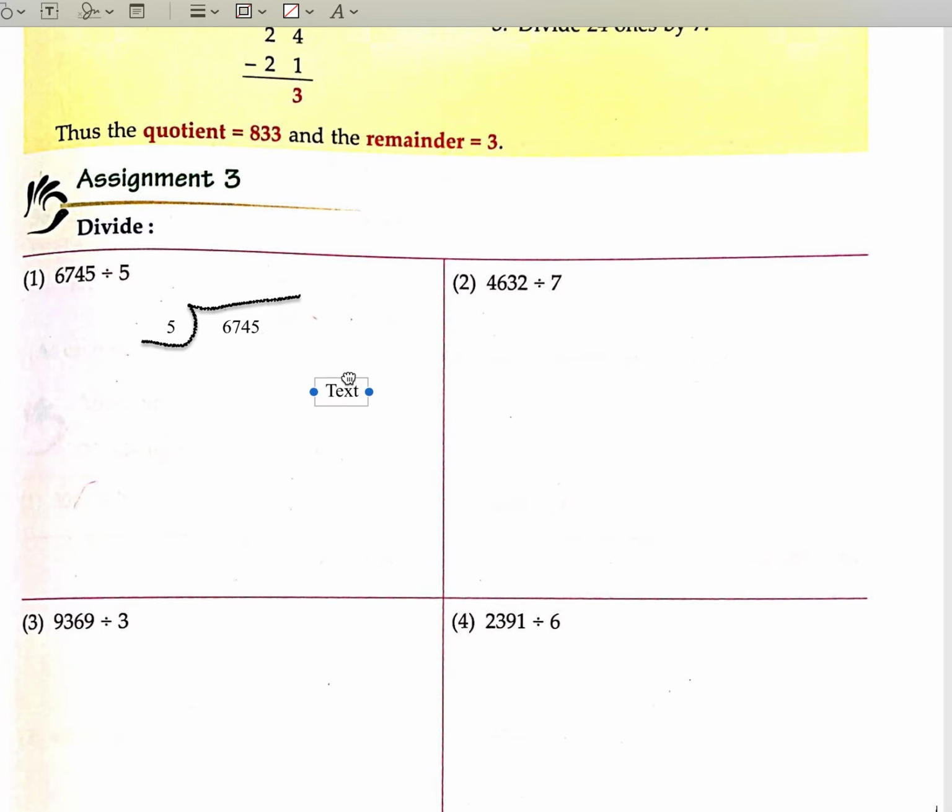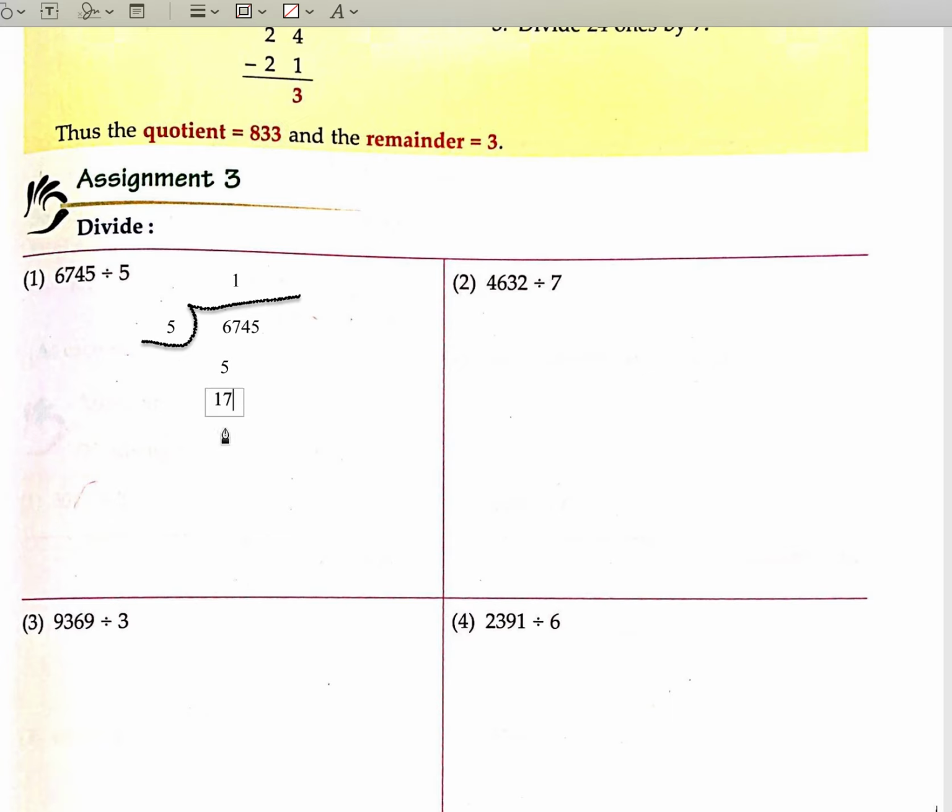So let's start with the first number, which is 6. 5 into what is equal to 6? Now the closest would be 1, which is 5 ones are 5, sorry. And then when we minus it, you will get 1. Then we bring down the next digit, which is 7. So we bring down 7.